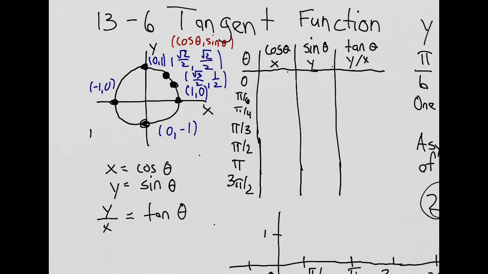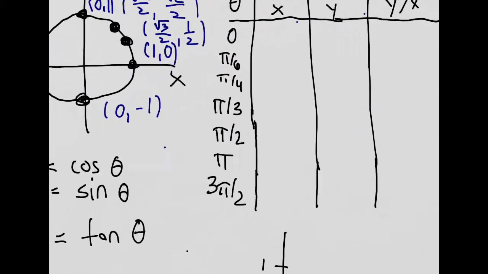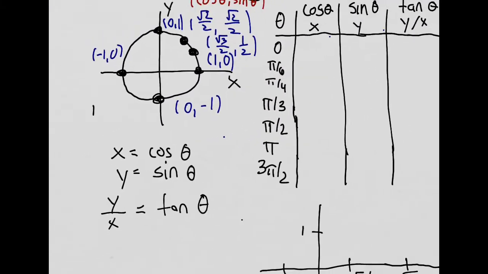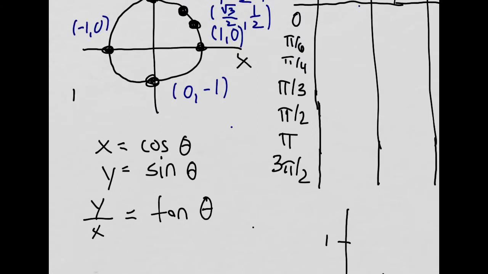And so right below here, you can see, I just wrote down little equations right here. You can see that x is equal to cosine of theta, y is equal to sine of theta, and then our last one, tangent, is just a ratio of the two. Tangent of theta is equal to y over x. So let's practice with this a little bit.